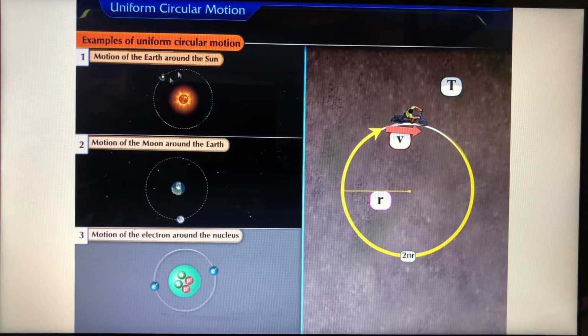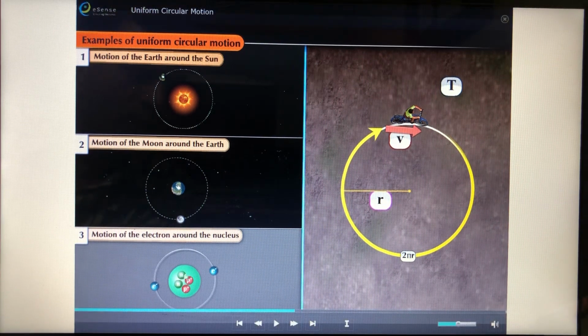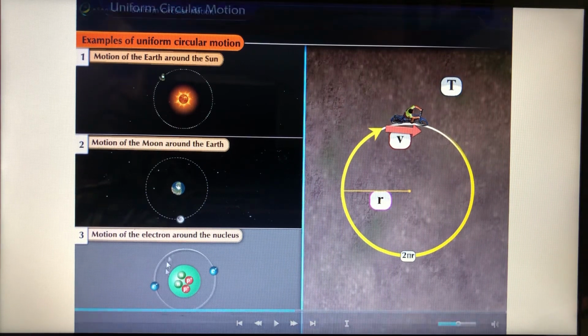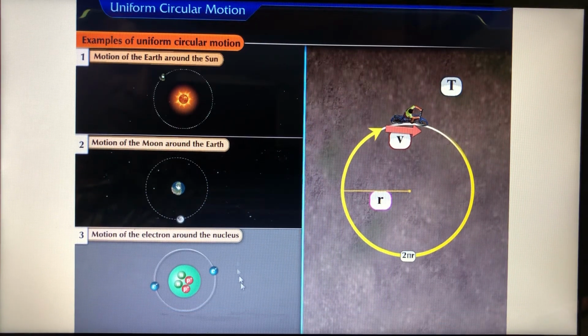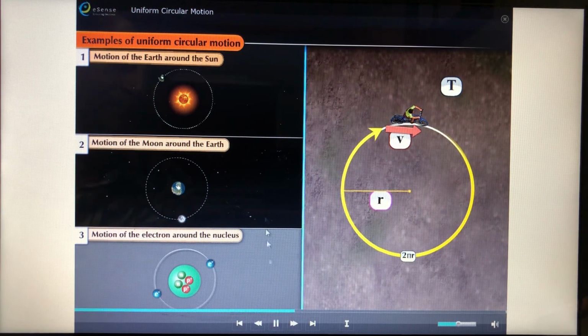Number 1, motion of the earth. This one is earth, this one is sun. So motion of the earth around the sun, that is uniform circular motion. Number 2, motion of the moon around the earth. This one is moon, this one is earth. So motion of the moon around the earth, that is also uniform circular motion. Last one, motion of the electron around the nucleus. This is the nucleus, in which protons and neutrons are always in the center of the atom, while the electron moves around the nucleus. So these three examples are of uniform circular motion.